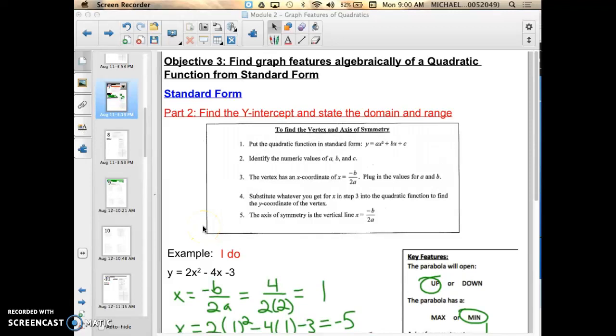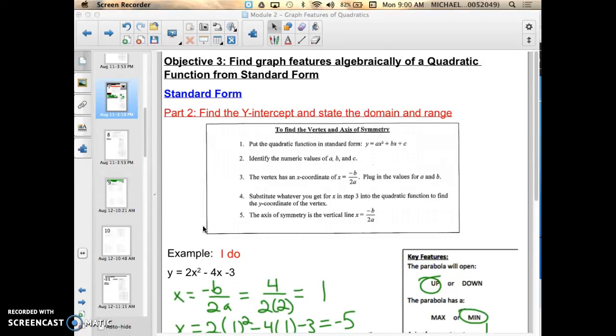Alright, objective 3A technically still, and we're still finding graph features algebraically of a quadratic function from standard form. This is still part of standard form, but I broke this up again into two parts. Part 2 is to find the y-intercept and state the domain and range.